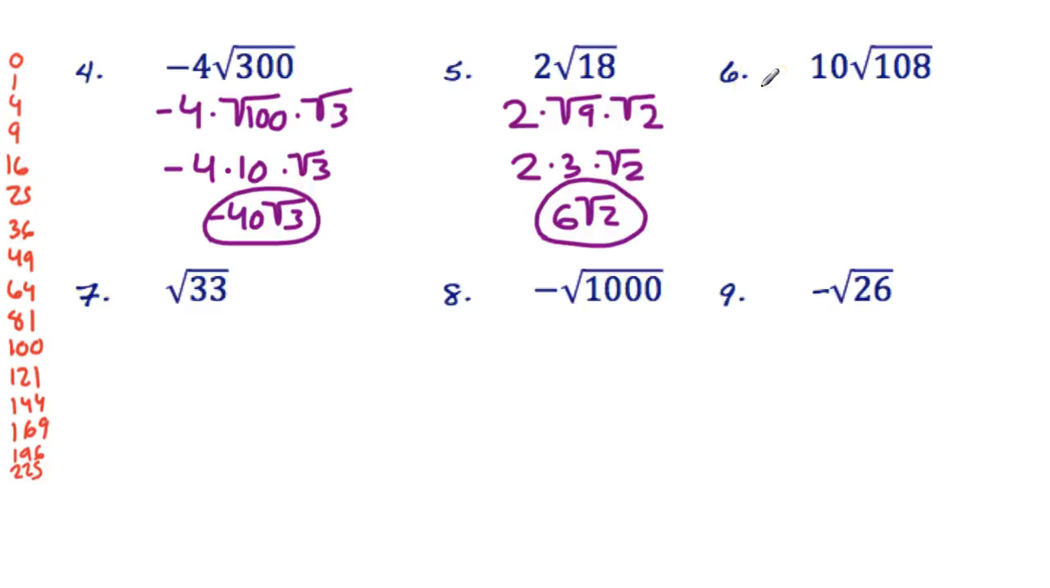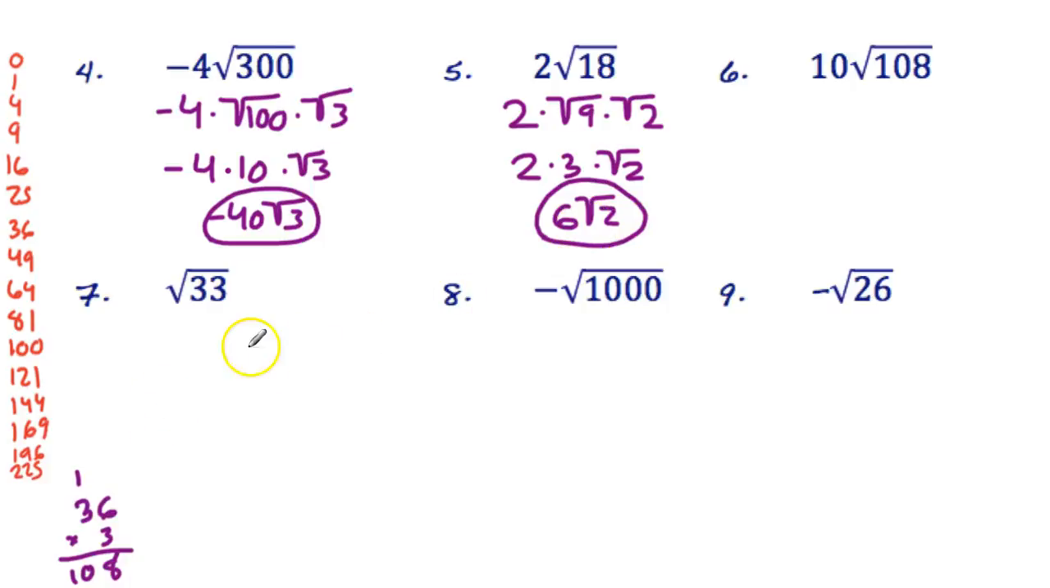We've got 10 square root of 108. So 108, that's between 100 and 121. Can 100 go in there? No. 81? No. 64? No. 49? No. 36. Well, I think 36 times 3, right? That's 18, 9, 10. Boom, okay.